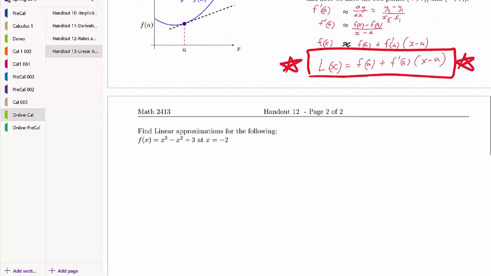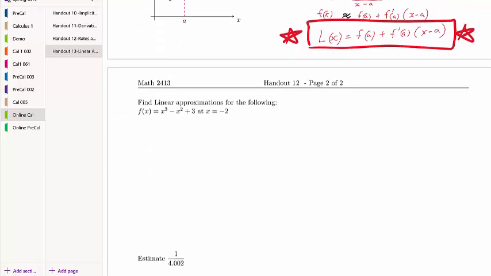So let's use this linear approximation in this example here. We are looking at this equation right here, and we want to find a linear approximate of this equation near x equals negative 2. So the first thing we have to do is find the derivative of this function, which is simply 3x squared minus 2x. And then we plug in our value. We want to know f prime at a, which is the same as f prime at negative 2. And we plug that in to get the result.